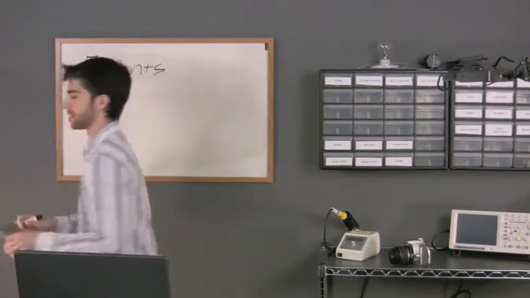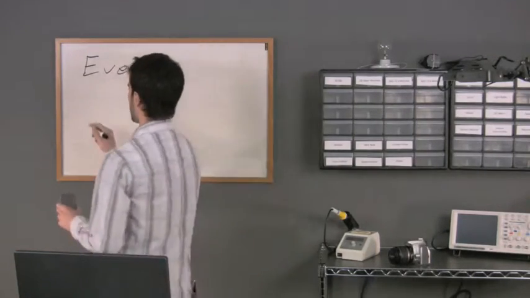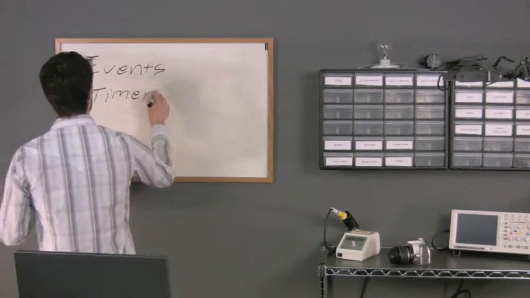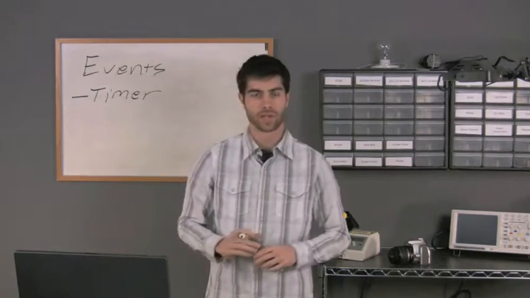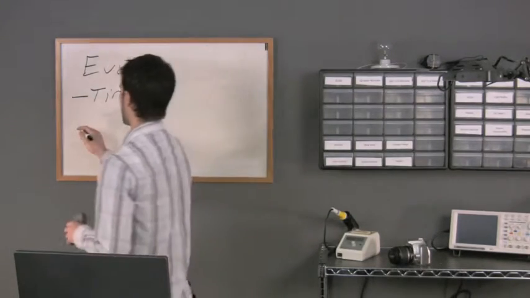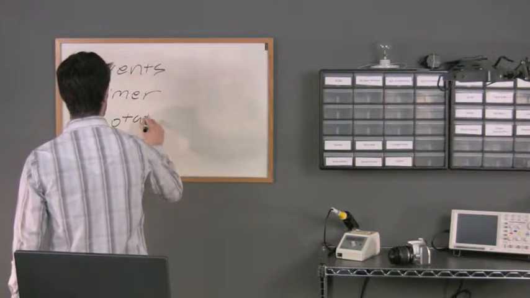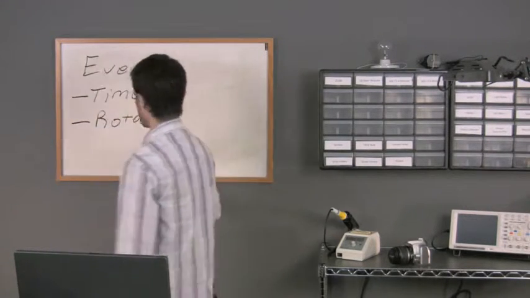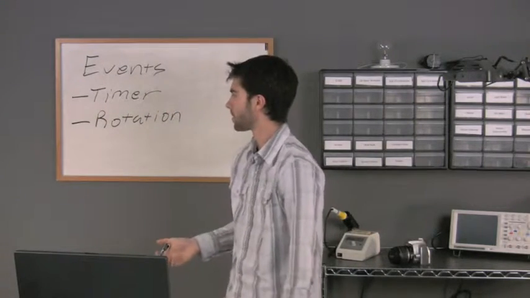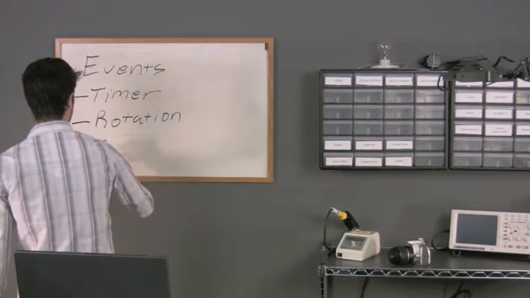Okay, well, oh wait, there are 3 different types of events. Okay, the first one is a timer. As you just saw, we used a couple of timers to trigger a relay. Okay, the second one is a rotation. A rotation is nothing more than a counter, and we'll get into that more here in a minute. The third one is a timer rotation.